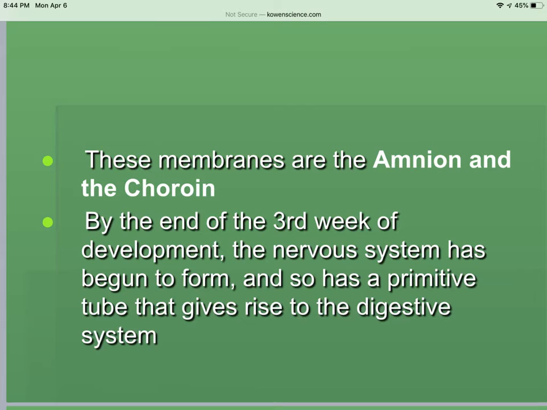By the end of the 3rd week of development, the nervous system has begun to form, and so has the primitive tube that will give rise to the digestive system.